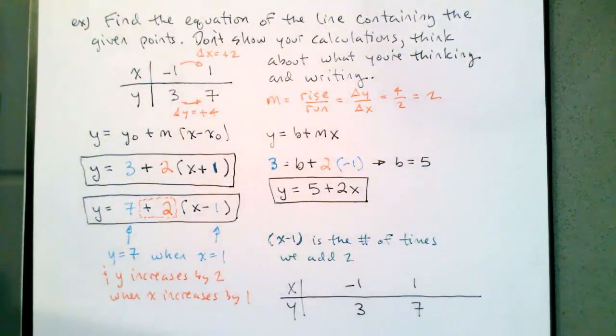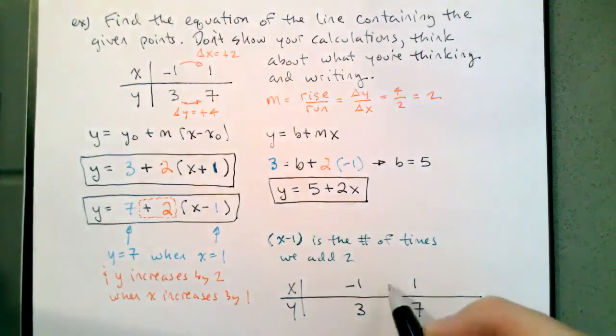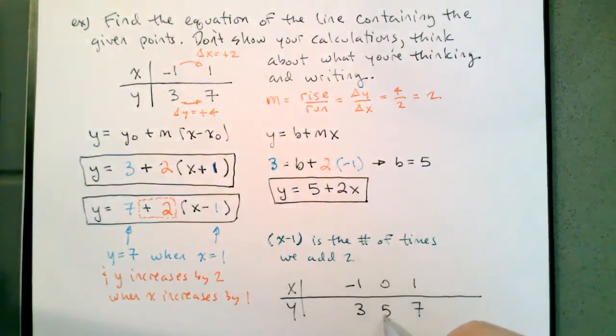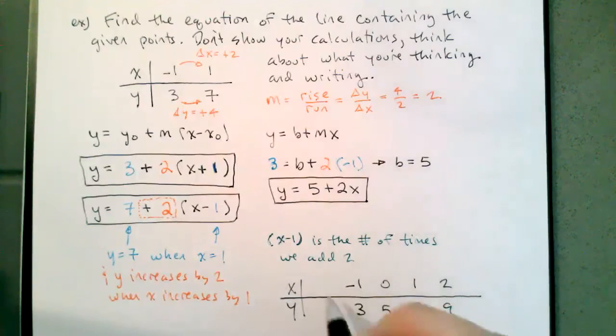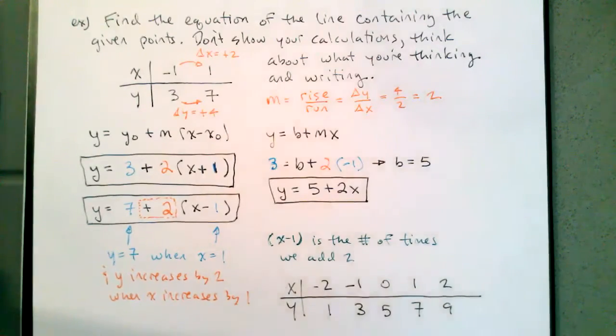We can think about y starting off at 5 when x is equal to 0, but y is still increasing by 2 whenever x increases by 1. So we can figure out more points. We have the (0, 5). After (1, 7) will be (2, 9). Before (-1, 3) will be (-2, 1).